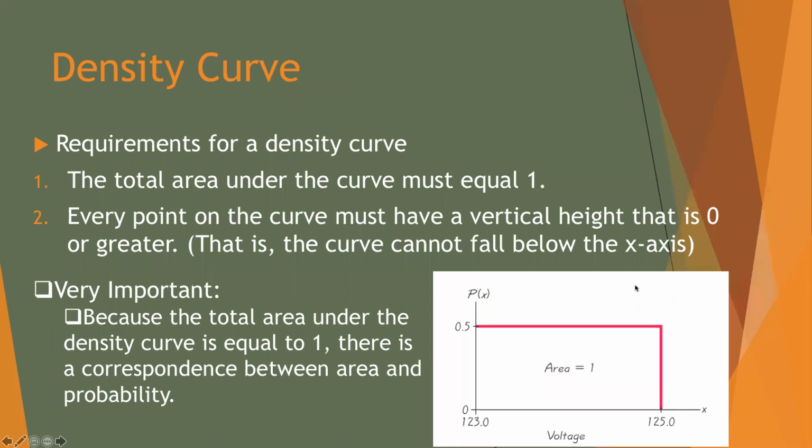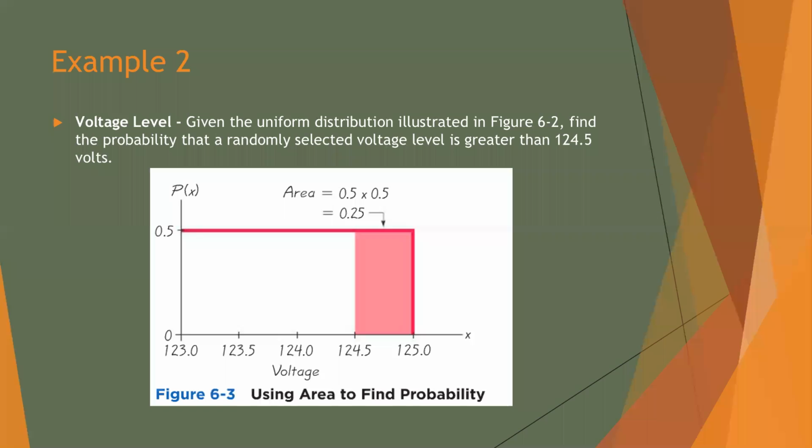Same concept. Every point on the curve must have a vertical height that is 0 or greater. That is, the curve cannot fall below the x-axis. And that's for both the normal distribution and the uniform distribution. Very important, because the total area under the density curve is equal to 1, there's a correspondence between area and probability. That's what's so great about it.